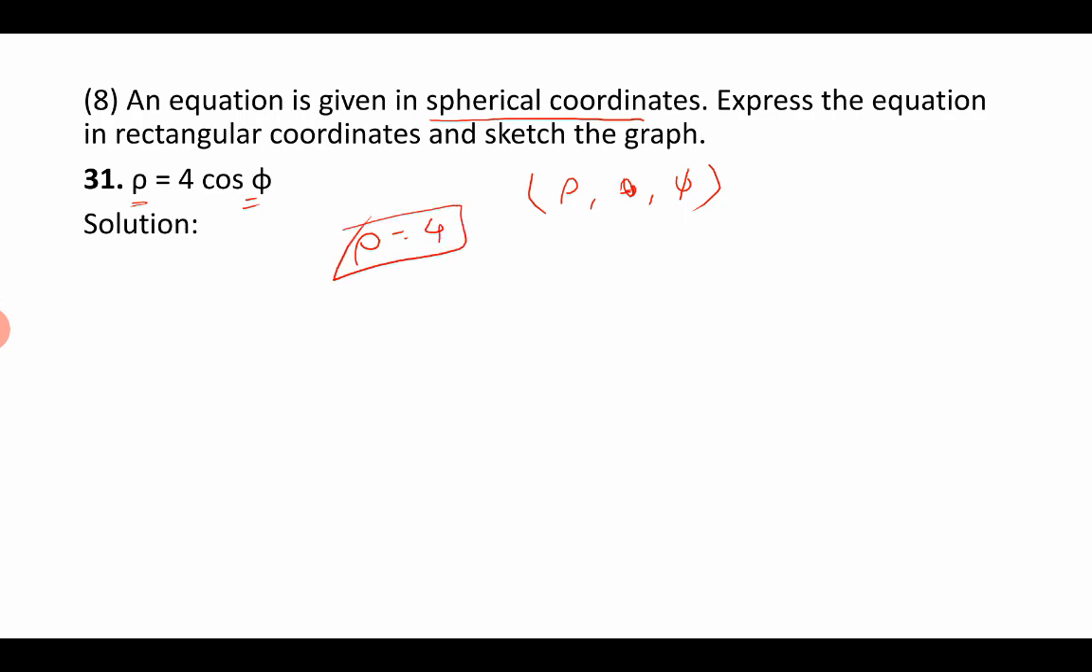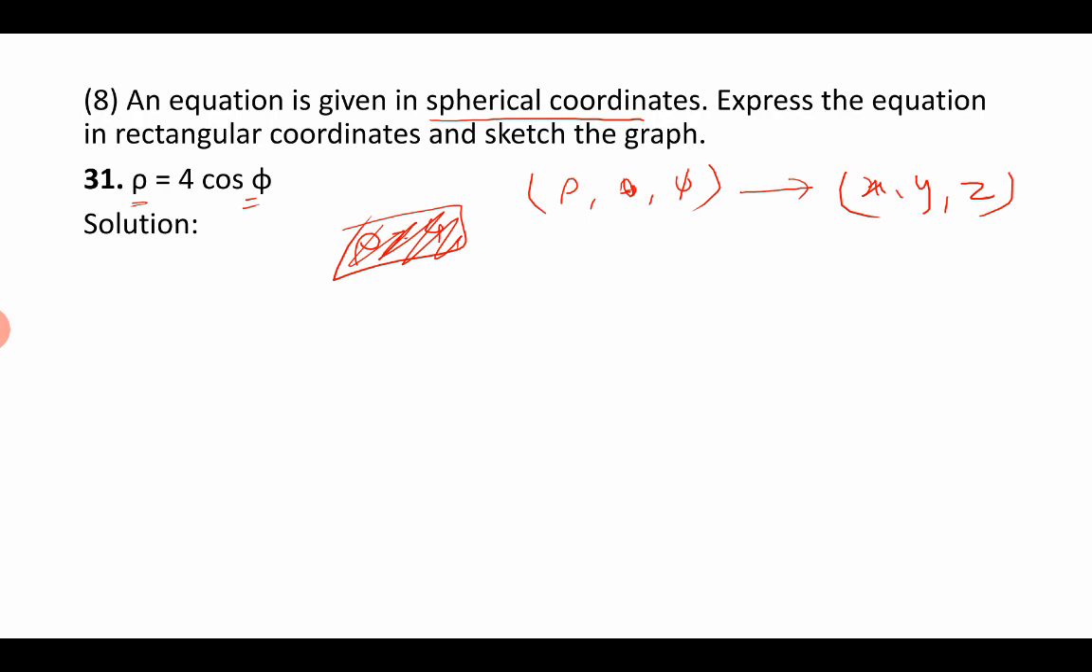Therefore, there are three variables of the spherical coordinate system, and we have two here, rho and phi. We are going to convert into the rectangular coordinate system x, y, z. Any known relation between these two can be used to get everything in x, y, z.